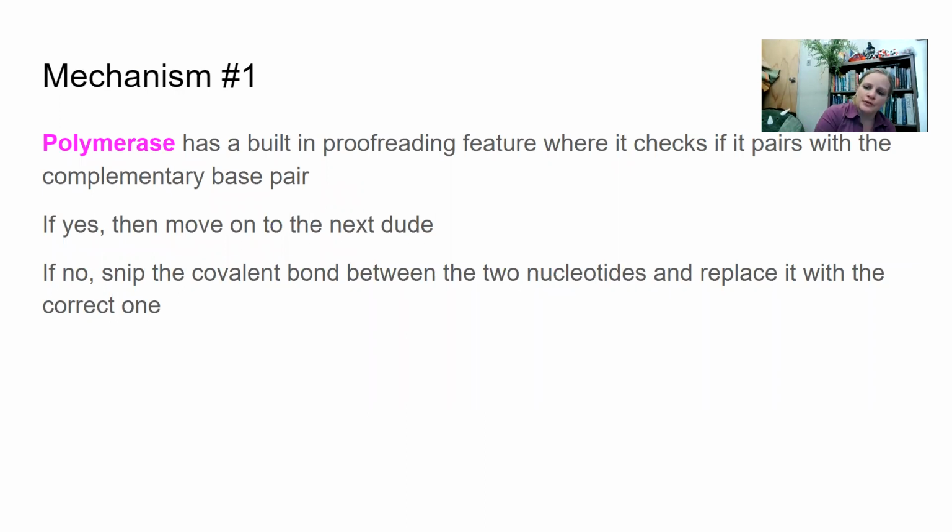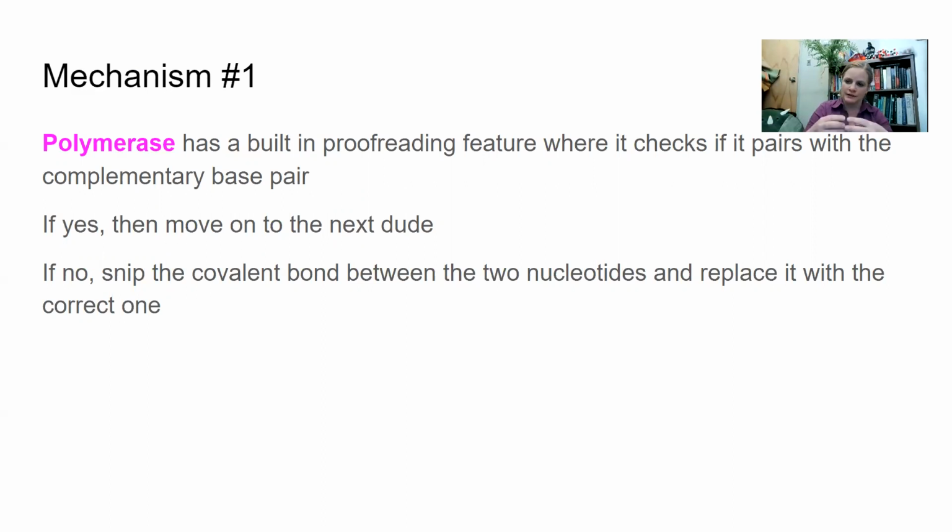So we'll go through a few mechanisms. The first mechanism for proofreading to reduce those error rates is that polymerase actually has a built-in proofreading feature. Before it moves on to the next base pair, it checks to make sure that it forms those hydrogen bonds. Remember, G's and C's form 3 hydrogen bonds, A's and T's form 2. And if it does, then cool, we'll just move on to the next nucleotide and keep processing.